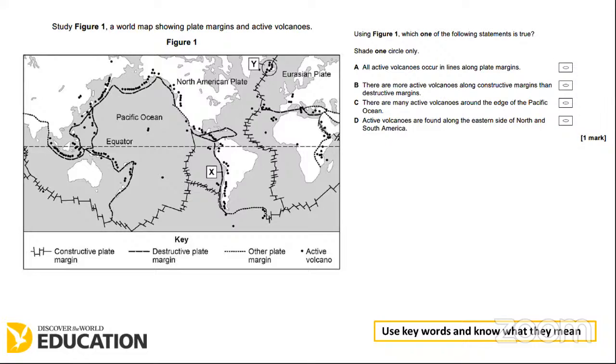And then, active volcanoes are found along the eastern side of North and South America. Okay, well, actually they're not, because they're on the western side, aren't they? So we know that C here is actually the right answer.